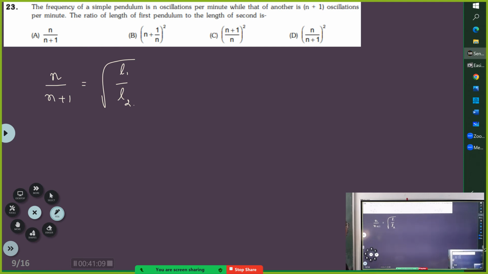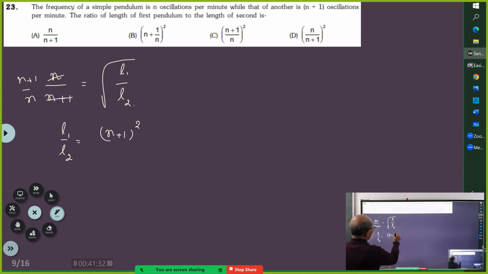The ratio of the length of the first pendulum to the length of the second. Correct now? So L1 upon L2, these are frequencies, so therefore it should be inverted. That is the catch. So this should be equal to n plus 1 square upon n square, whatever it is. Okay, C is the option. Okay, done.